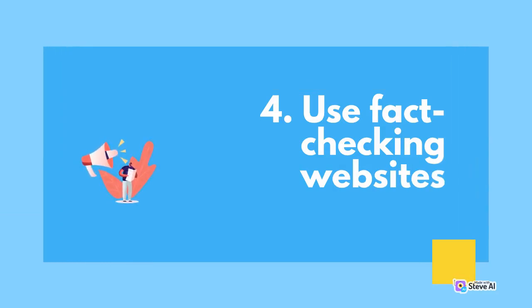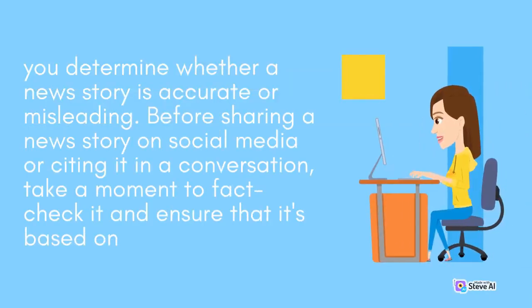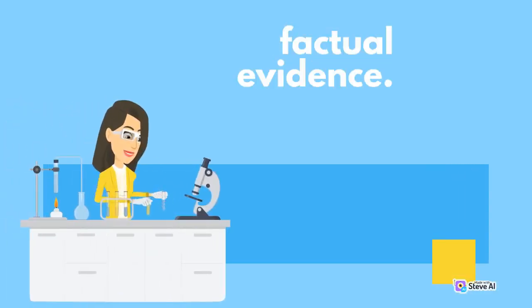4. Use fact-checking websites. Fake news and misinformation are rampant online, and it's easy to fall prey to clickbait headlines and misleading articles. Fact-checking websites like Snopes, PolitiFact, and factcheck.org can help you determine whether a news story is accurate or misleading. Before sharing a news story on social media or citing it in a conversation, take a moment to fact-check it and ensure that it's based on factual evidence.